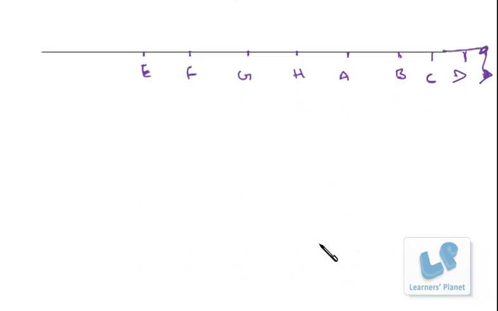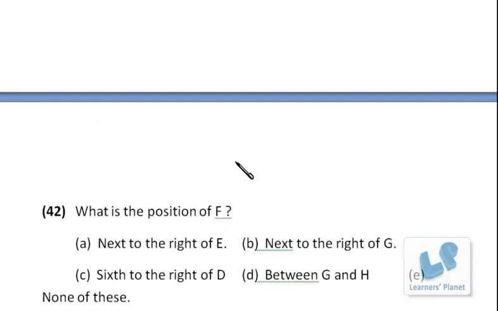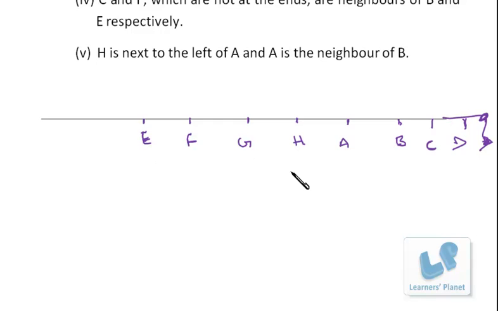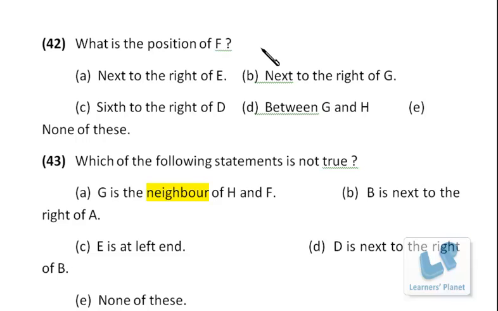Now let's take up the questions. What is the position of F? Position of F is next to the right of E. I just draw the diagram once again over here: E, F, G, H, A, B, C, D. Now what is the position of F? Next to the right of E. Yeah, this is correct, right side of E. So it's correct, right?